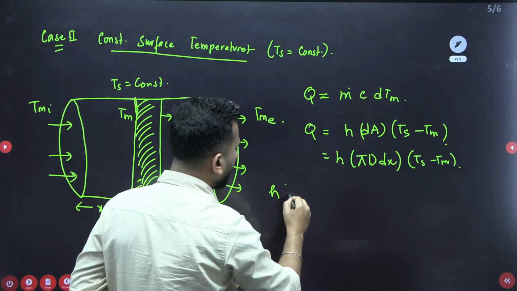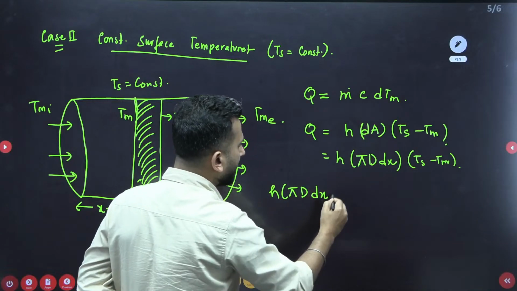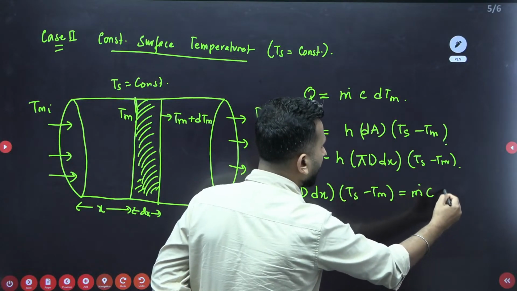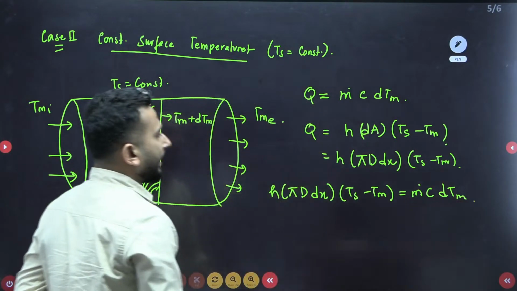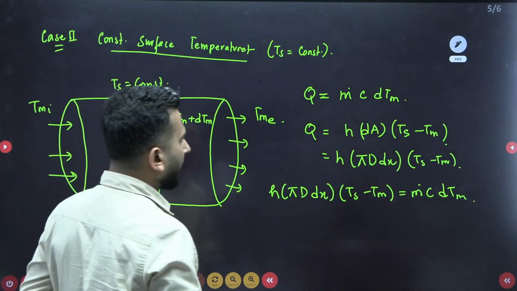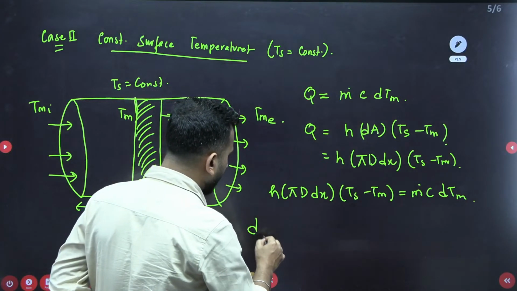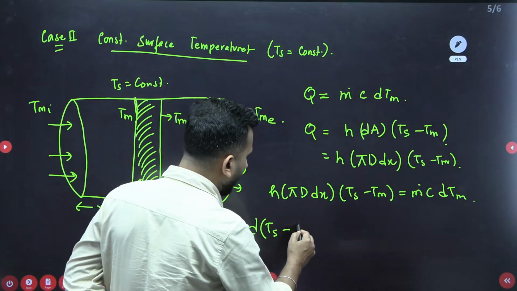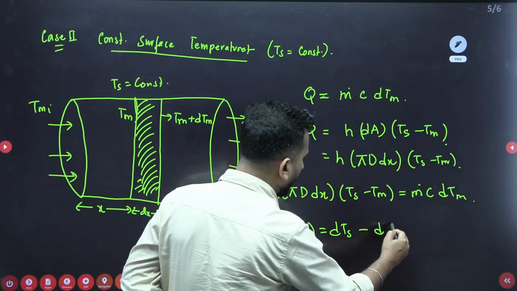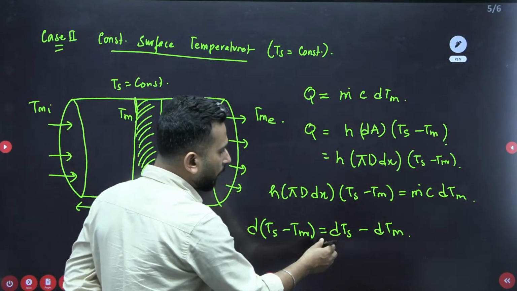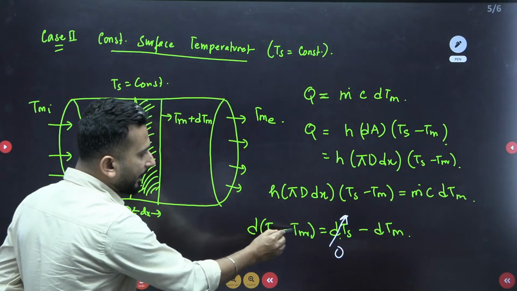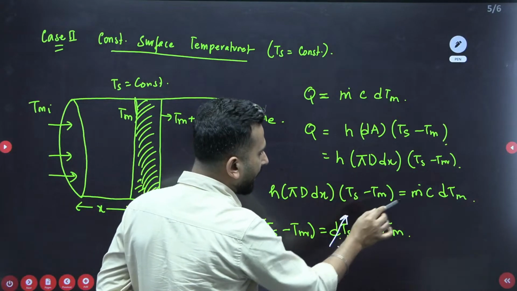So h pi d dx into Ts minus Tm is equal to m dot c dTm. Now see one thing. Can I write d of Ts minus Tm as d of Ts minus d of Tm? Ts is constant, so dTs will be 0. We are left with minus dTm. So d of Ts minus Tm, I can write as minus dTm.